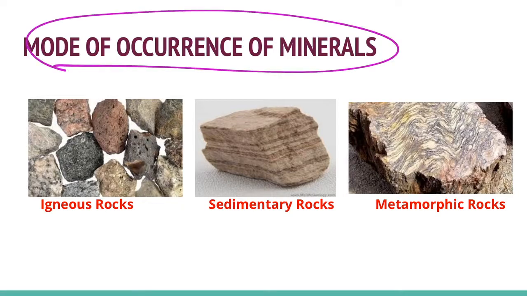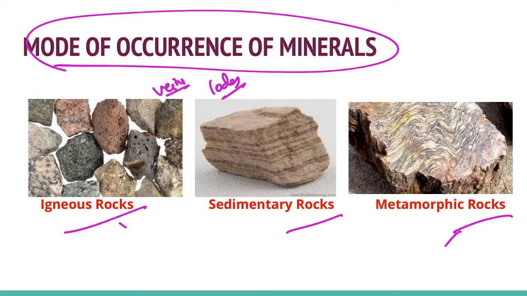Mode of occurrence of minerals. Minerals generally occur in three forms: igneous rocks, sedimentary rocks, and metamorphic rocks. In igneous and metamorphic rocks, minerals may occur in cracks, crevices, faults, or joints. The smaller occurrences are called veins and the larger ones are called lodes. In most cases, they are found when minerals in liquid, molten, or gaseous forms are forced upwards through cavities towards the earth's surface. They cool and solidify as they rise.